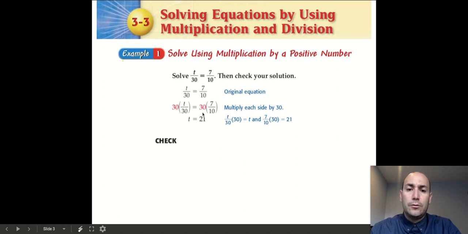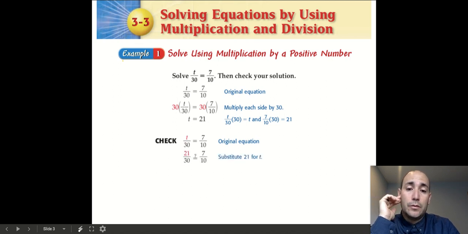Now we're going to check our solution. Does in fact t equals 21 actually check out? Let's go ahead and do that. First, we take the original equation. We're going to substitute our variable t for what we say the answer is, 21, and see if the equation is true. So I'm going to substitute 21 in for t. I have 21 over 30 should equal 7 over 10.